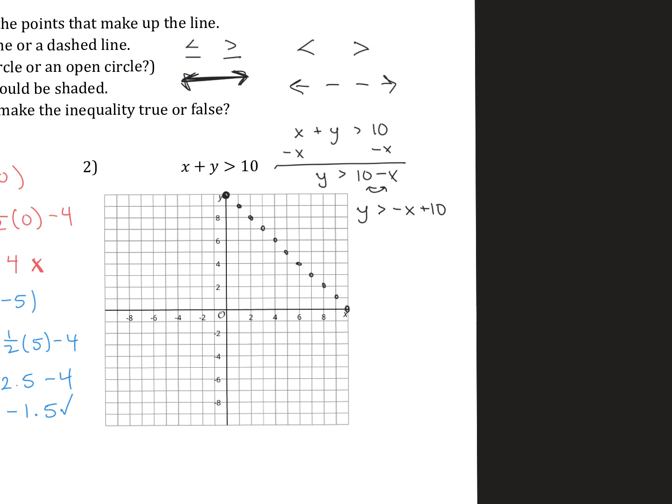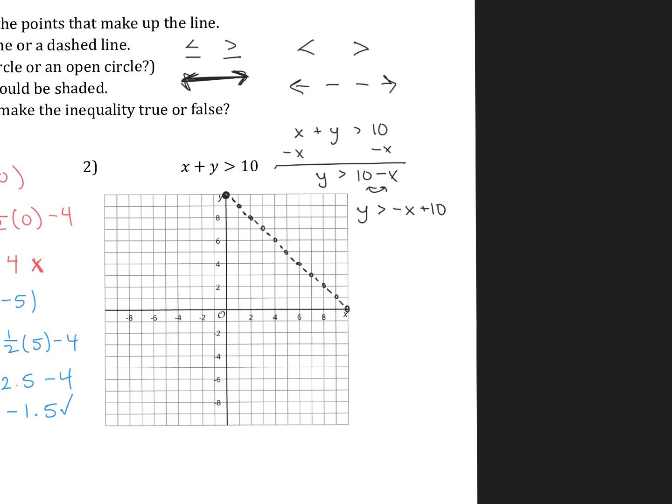Once I run out of space, I'm checking, is this a dashed line or a solid line? In this case, we're going to have a dashed line again, because our inequality symbol is just less than. It's not less than or equal to. Okay, so once we have our line on the graph, we need to figure out which side of this graph should get shaded in.